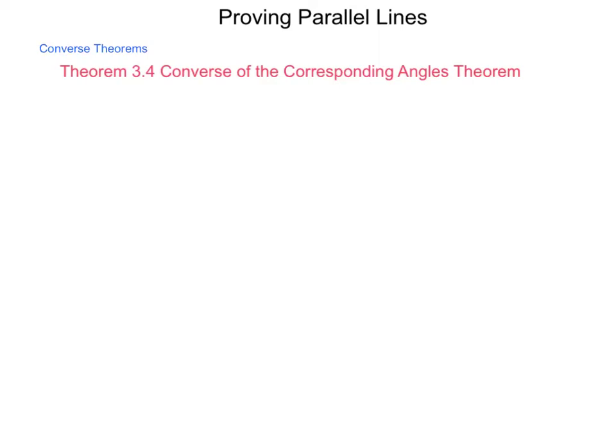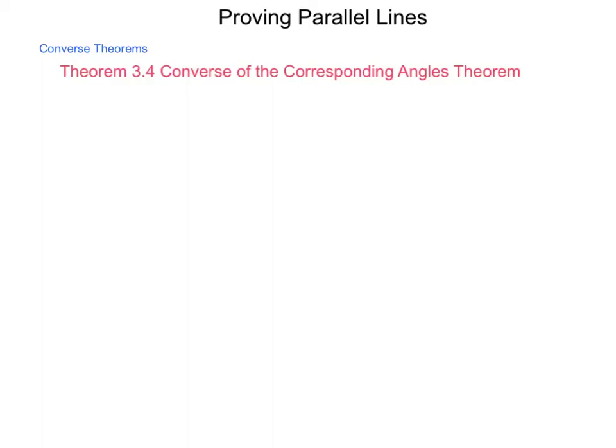In our previous lesson, we looked at theorems and postulates that said if we have parallel lines, then certain relationships exist amongst the angles. In this lesson, we are going to be proving that lines are parallel. And to do this, we are going to use what is called the converse of a theorem.